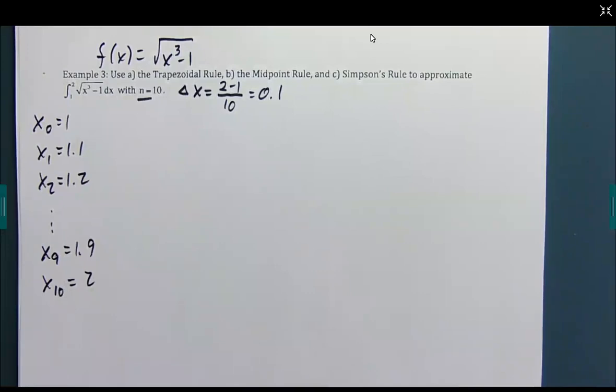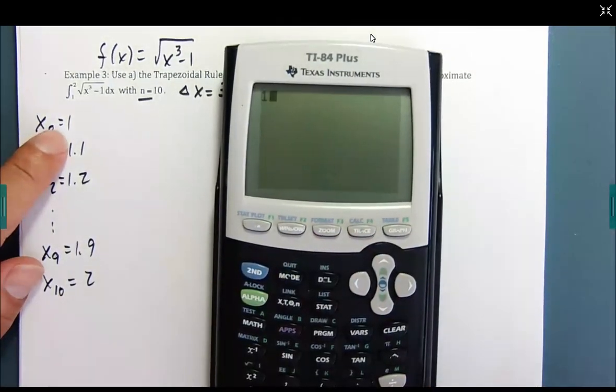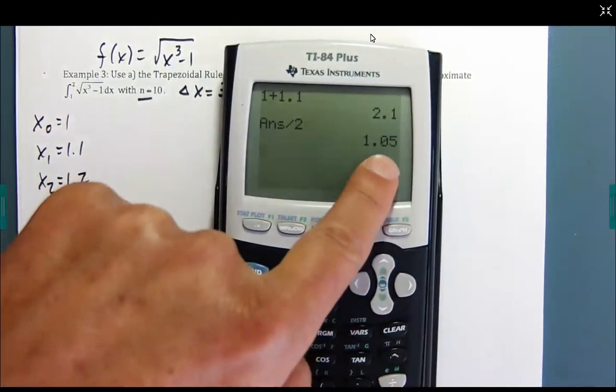And to find the midpoint, which we're going to need those values for part B anyway, so let's go ahead and get those values here also. And so we're basically going to be adding 0.05. Let me show you what I mean by that. 1 plus 1.1, divided by 2. So do you see I'm adding 0.05 each time?